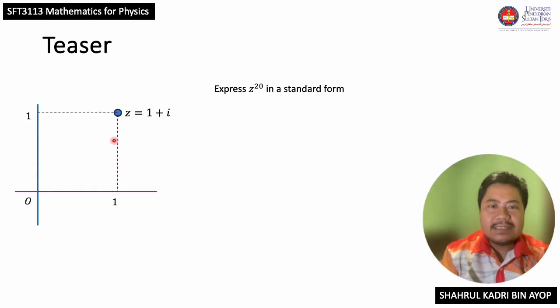Suppose that you are given a complex number z equal to 1 plus i. So express this complex number as a power of 20 in the standard form. So how can you make this operation?